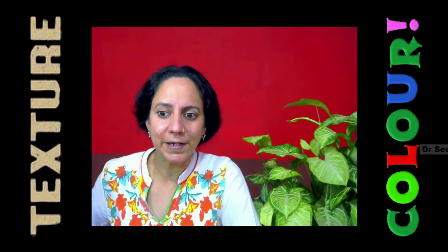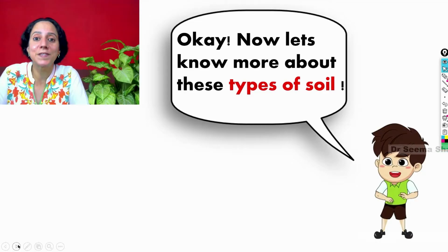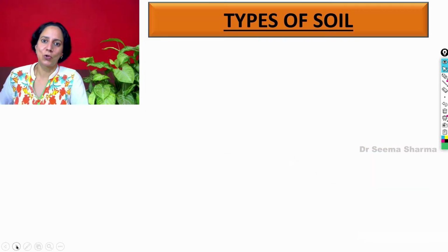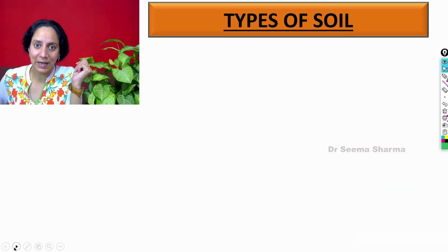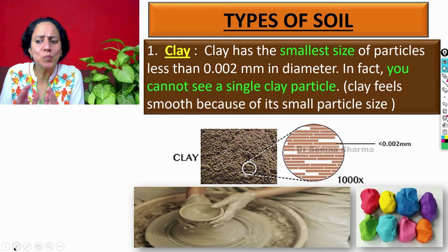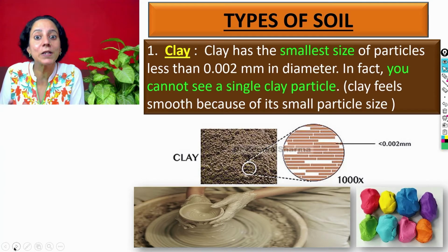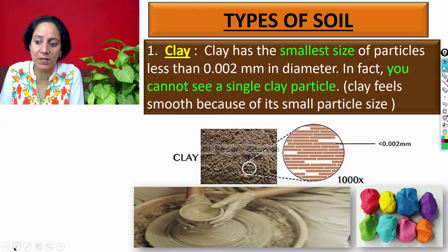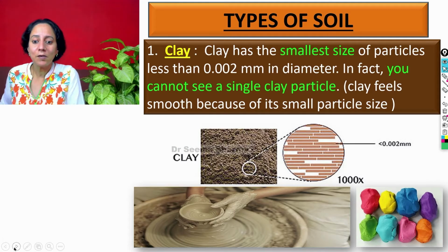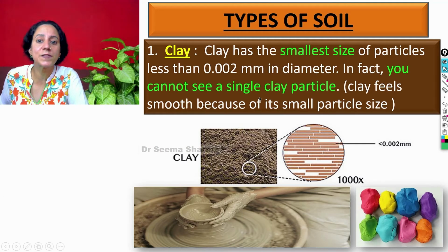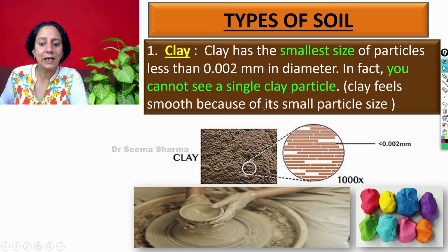Now let's study a little more about these types of soil. First type of soil, clay. Clay has the smallest size of particles, and it is less than 0.002 millimeter in diameter. In fact, you cannot see a single clay particle. Clay feels smooth because of its small particle size.